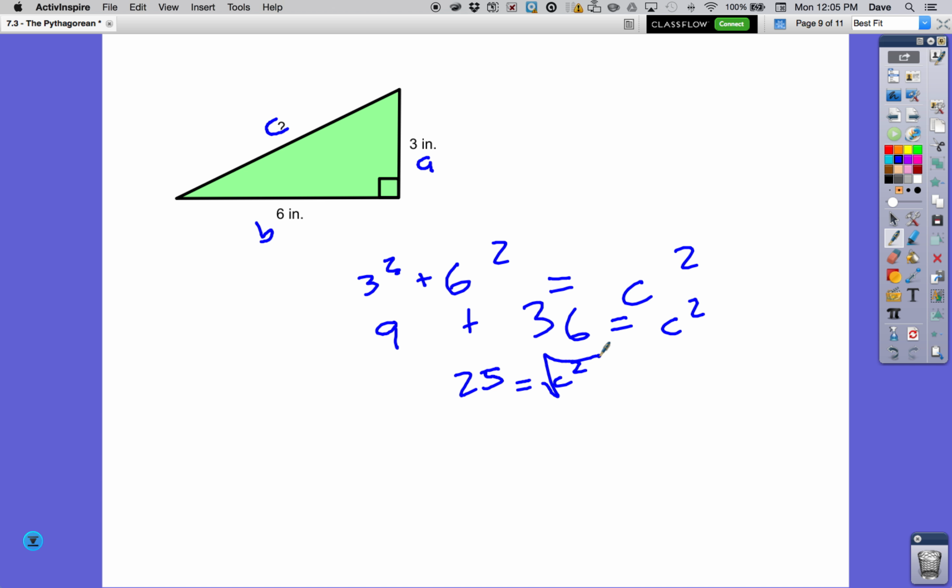And then we have to solve for c by getting rid of the square. We square root. Squares and square roots cancel. And so c turns out to be 5, so 5 units long for that. All right, which brings us to our last example.